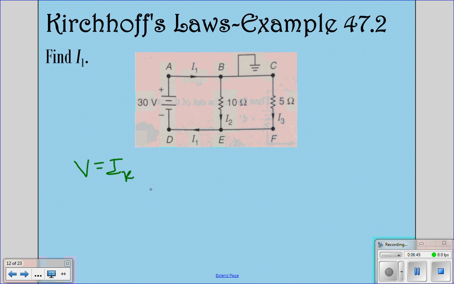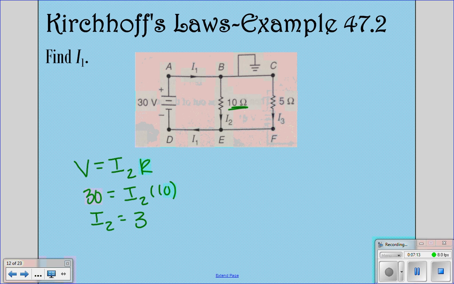we're going to use our formula V equals IR, but instead of just solving for I, we're actually looking for I sub 2 R. And so we know our voltage is 30. That's what they give us here. And our R is 10, because that's what's right there. So our I sub 2 is 3.